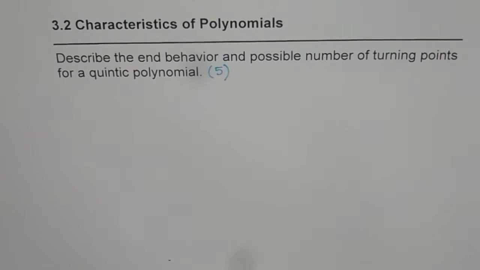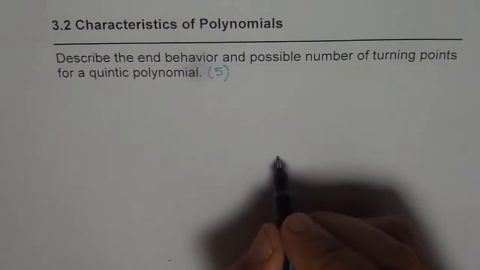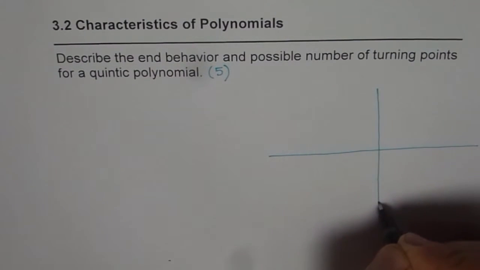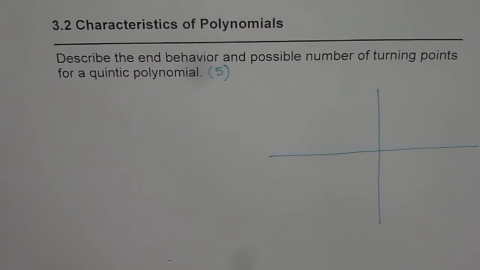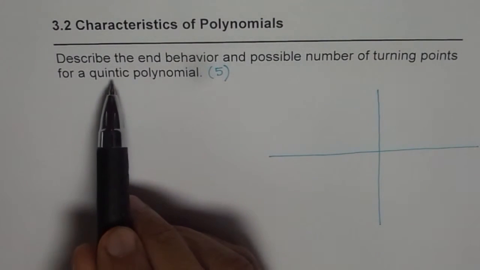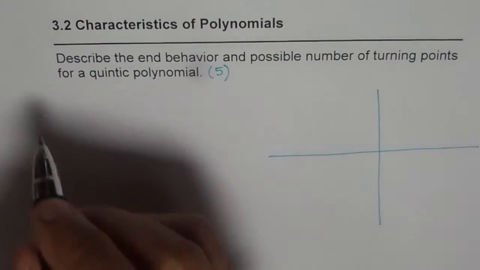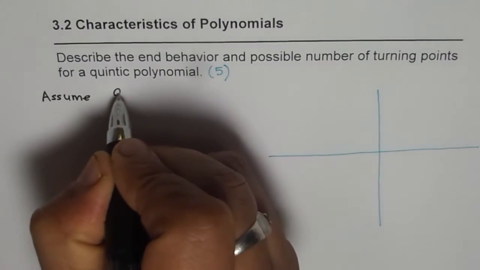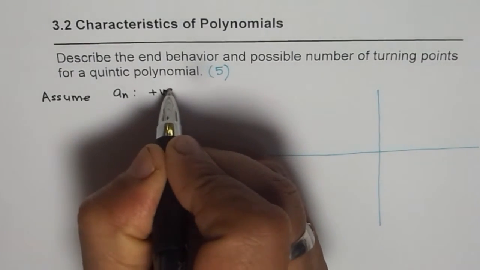I'd like you to pause the video, answer this question, and then look into my suggestions. Now, what I will do is sketch possible scenarios here that will help you to understand the concept. I know from the previous videos you're very clear about what is end behavior and possible number of turning points for a quintic polynomial. If degree is 5, we are assuming that the leading coefficient an is positive, for our sketch.